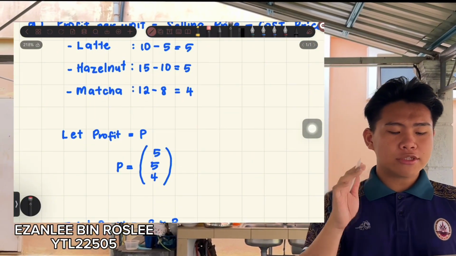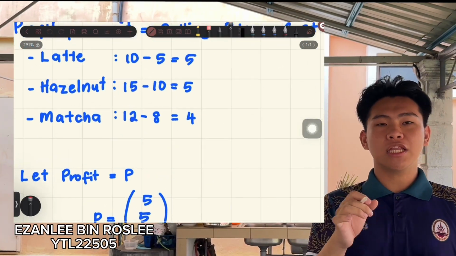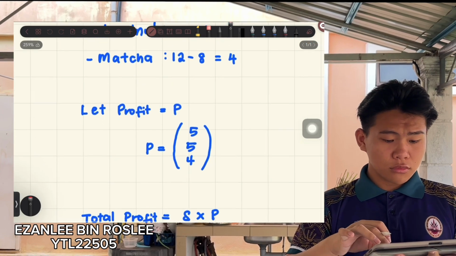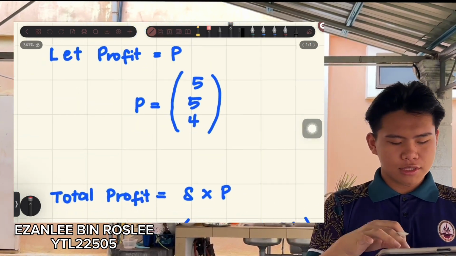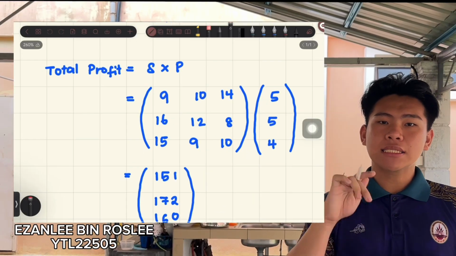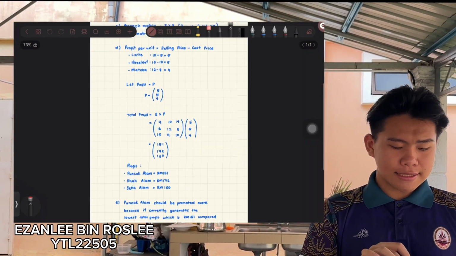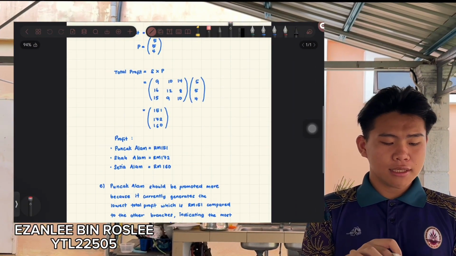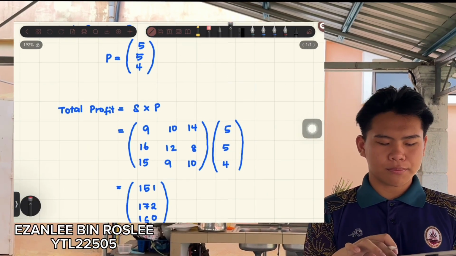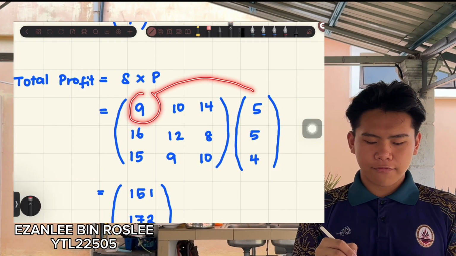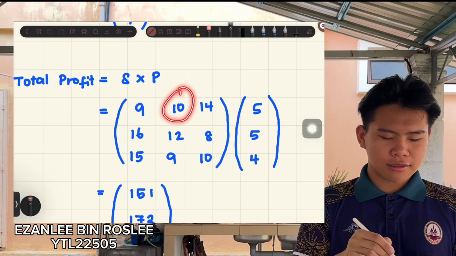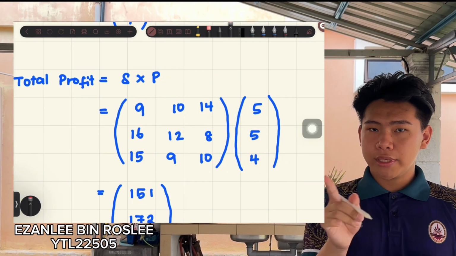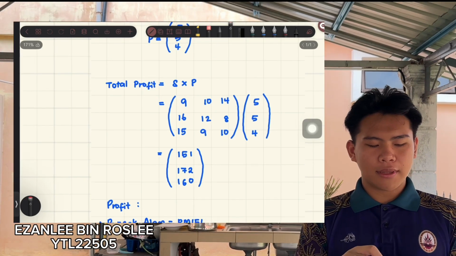And then, we will transfer the profit per unit into matrix form, like this, and let it be P. So the total profit is S multiplied by P, where S is the sales data, this one, and P is the profit that we got earlier. So 9 times 5 plus 10 times 5 plus 14 times 4. And we do it for each row again and again, and we will get the final answer.